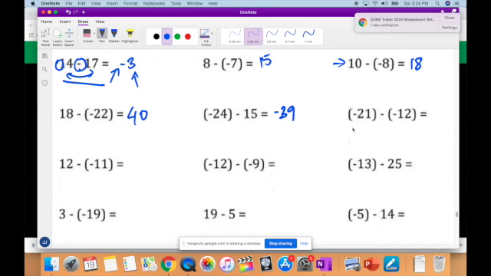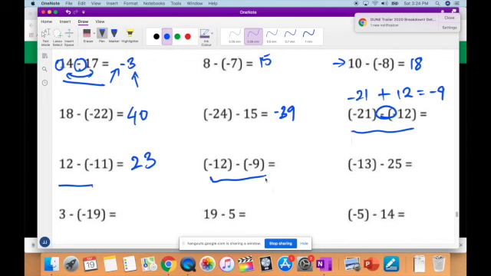Alright. So where's this one here now? -9. So this is -21. And this double negative gives me a +12. And we will get -9. Good job. Where's this one here? 23. Where's this one here, Ariel?